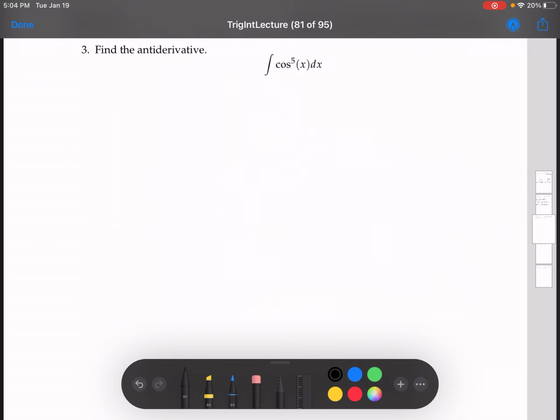All right, for this one, we'll split it up into cosine to the fourth x times cosine x dx. Remember, this is cosine to the 1, so when you're multiplying, you add the exponents. That'll give you the 5 there.